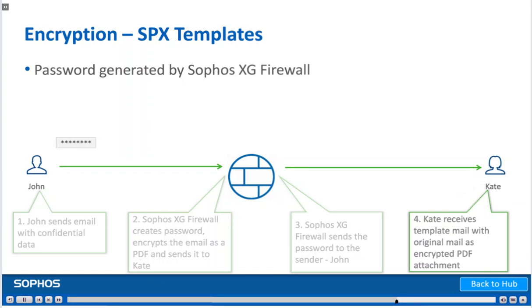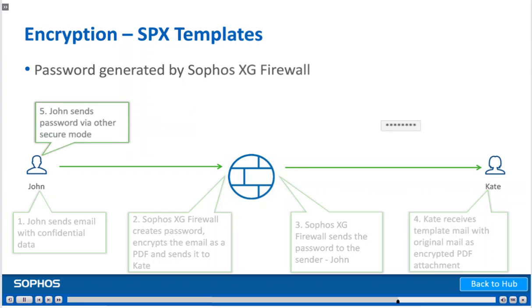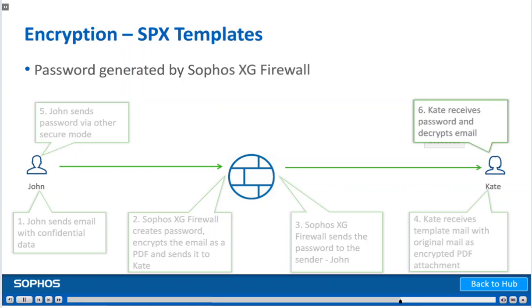4. Kate receives the email with the encrypted PDF attached, but doesn't have the password to open it yet. 5. John needs to give the password to Kate via a separate and secure channel. This could be over the phone, via SMS or IM. 6. Kate can now decrypt the email using the password from John. If the option to generate the password once and store it has been selected, then the next time an email is sent to Kate, she can use the same password to open it up, without John having to resend a new password each time.